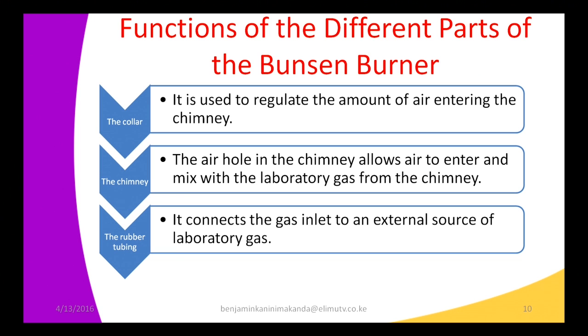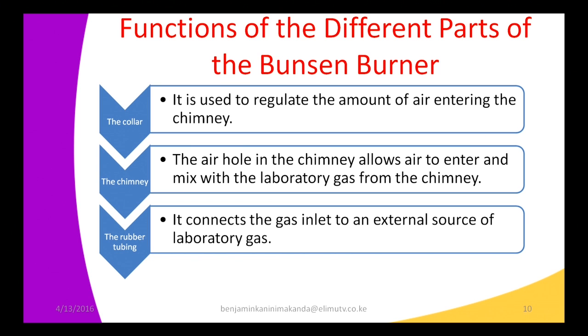The first part of a Bunsen burner, we said, is the collar, and it is used to regulate the amount of air entering the chimney. So the collar regulates the amount of air that gets into the chimney. How does the collar regulate the amount of air getting into the chimney? It contains an air hole which can be adjusted to any size so that it allows a given amount of air to get into the Bunsen burner for combustion to take place.